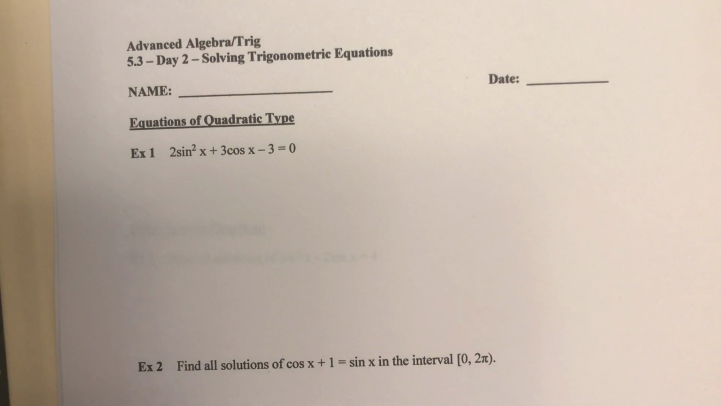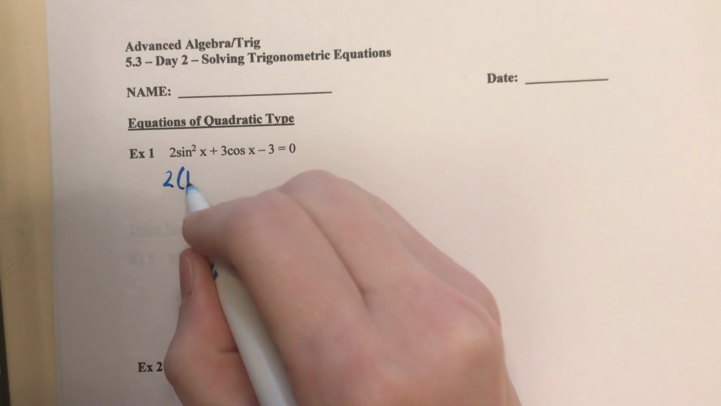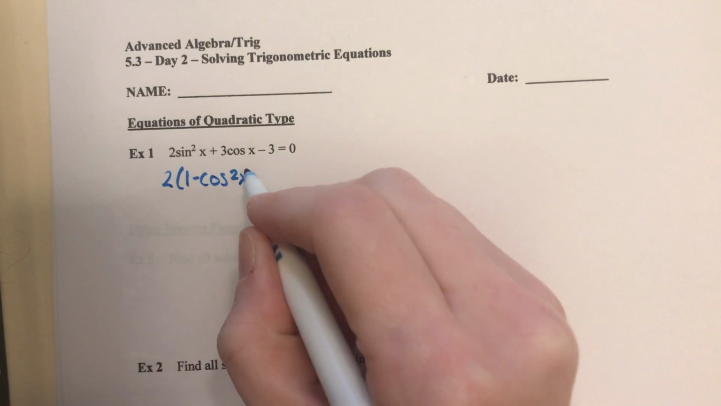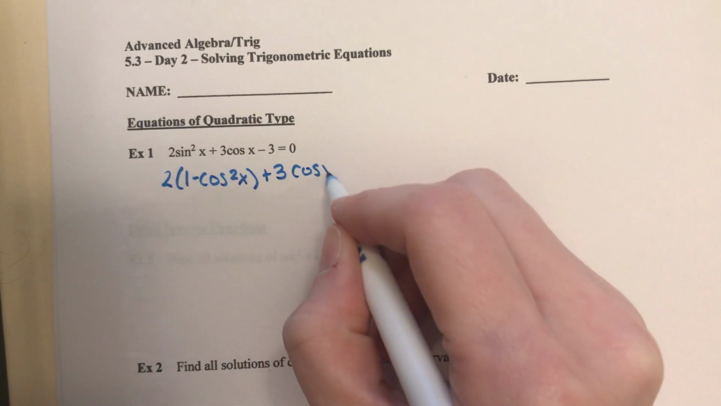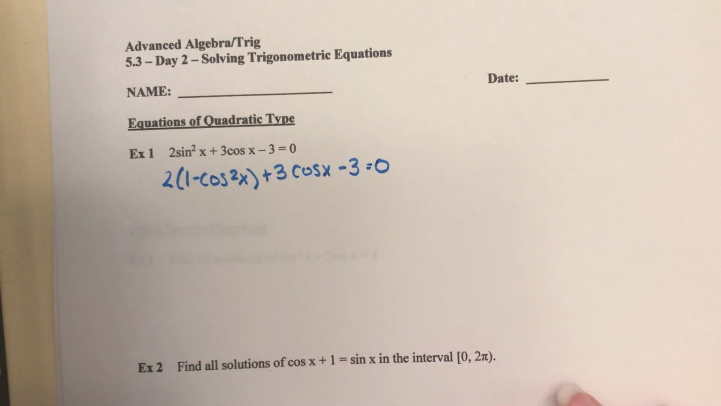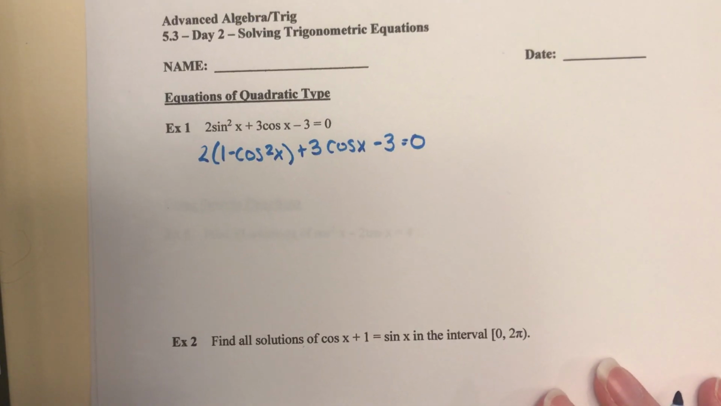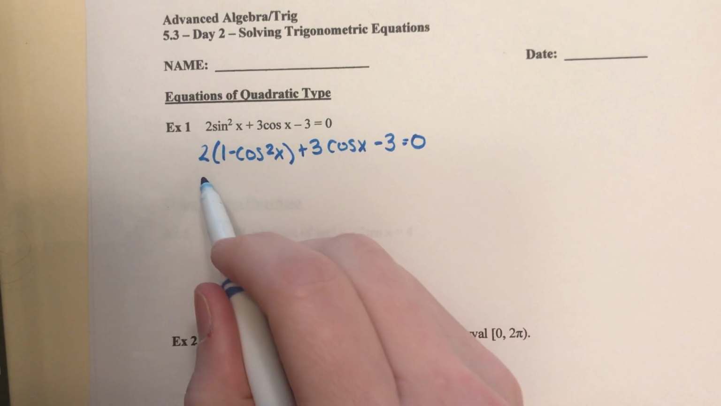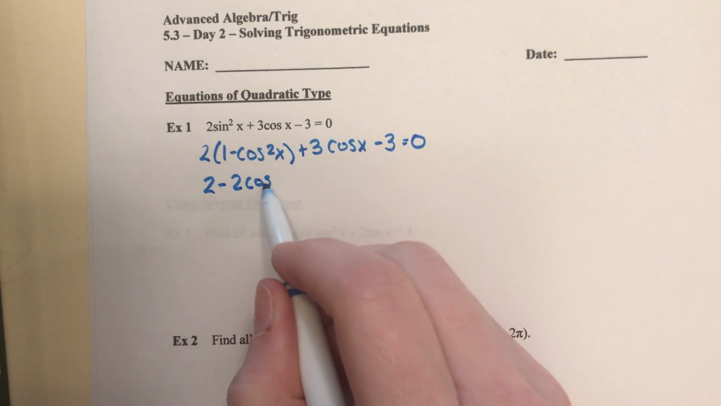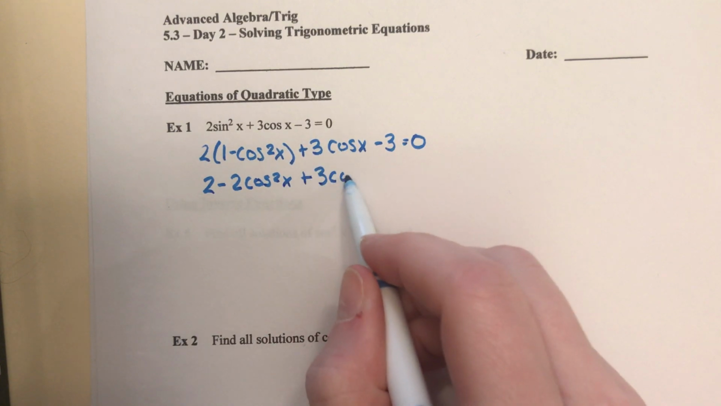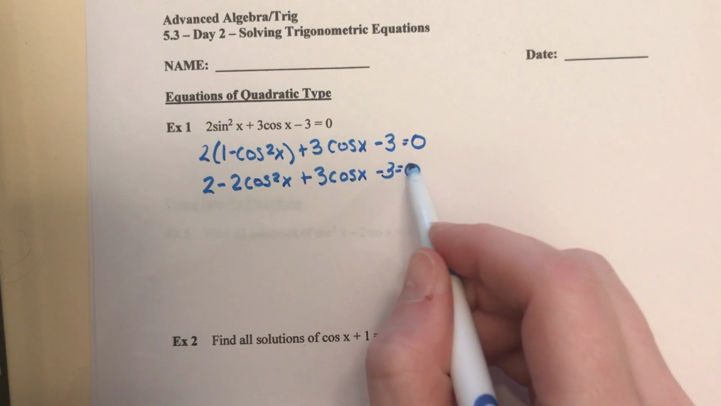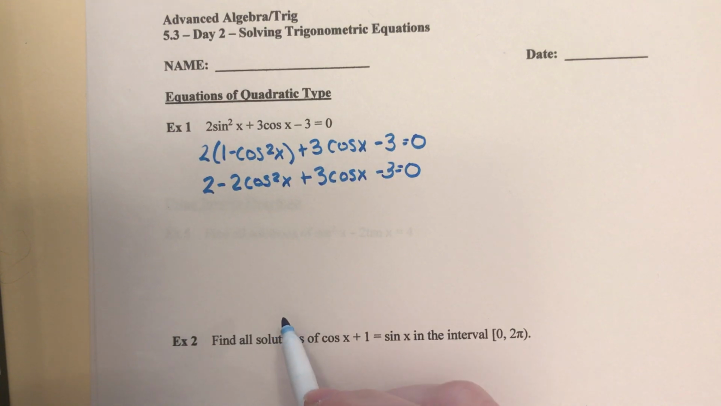It's like having an x and a y in a problem. So a technique that we can use is we could convert everything to one trig function. Like I know that sine squared is 1 minus cosine squared. Okay, then I can distribute this 2. And I can combine like terms.